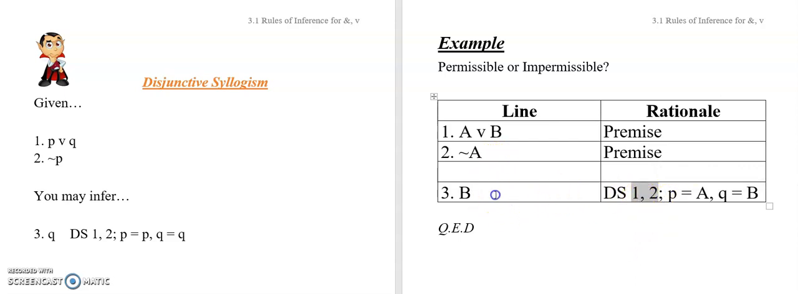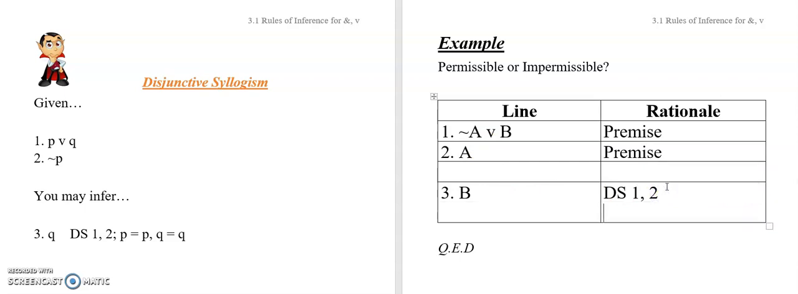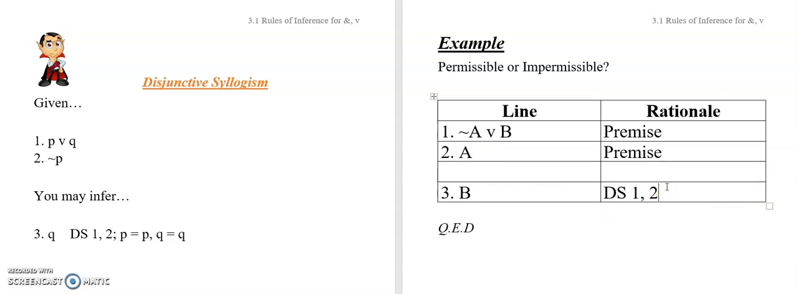All right. Okay, so let's try another one here. How about this one? Is that permissible or is that impermissible? Go ahead and try. Take a second to think about that. Does the rule disjunctive syllogism allow that? And the answer is no. Okay, you cannot do this. Disjunctive syllogism does not allow us.